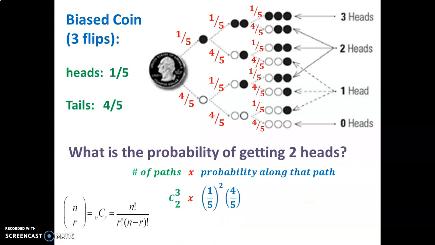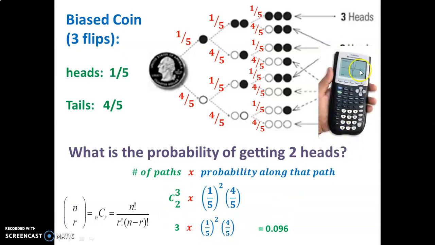So the number of paths is calculated using that combination. 3 coin flips, we want 2 heads. Using this formula, that will produce the number 3. And then we can multiply that, and that gives us an answer of 0.096. So that's the approach: how many paths by the combination, and then what does each path look like? That's the general approach, and there's a way to do this on your calculator.